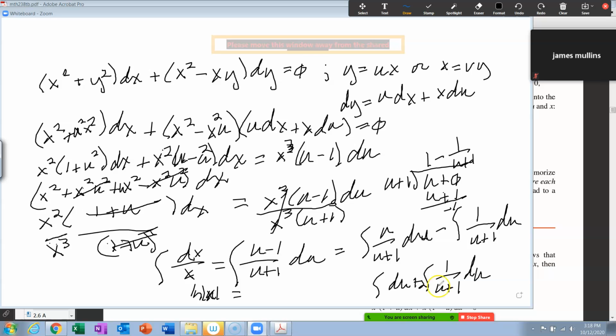Okay, this you can integrate. This is just going to be u, and I need more room. This is going to be u plus 2 times the log of u plus 1. And you're going to have a plus c out there somewhere. I'll write it down now, but we may change it later.